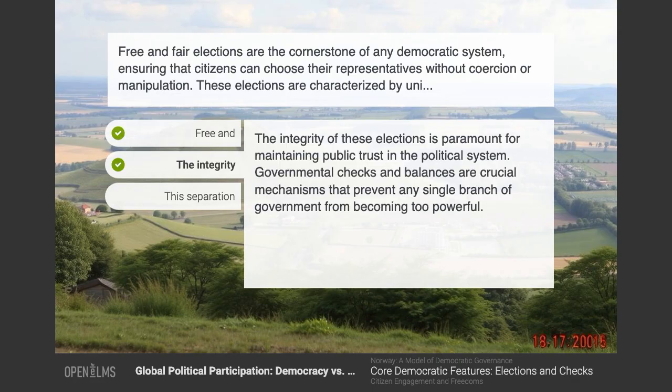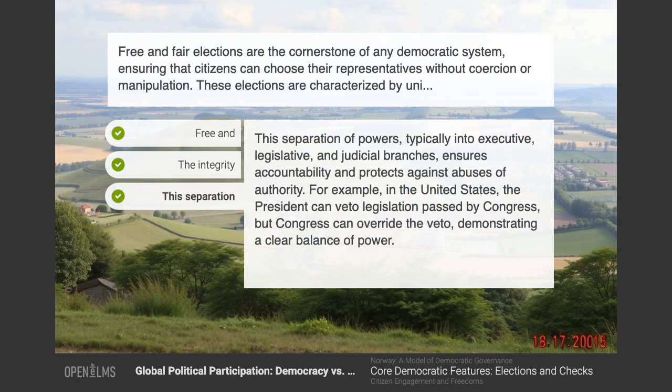Governmental checks and balances are crucial mechanisms that prevent any single branch of government from becoming too powerful. This separation of powers, typically into executive, legislative, and judicial branches, ensures accountability and protects against abuses of authority. For example, in the United States, the president can veto legislation passed by Congress, but Congress can override the veto, demonstrating a clear balance of power.